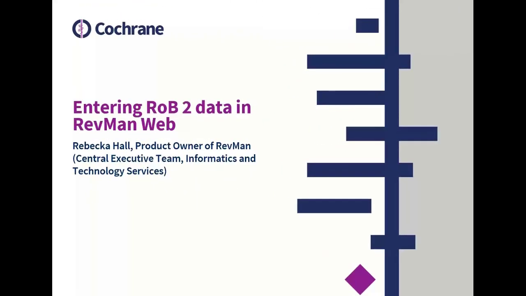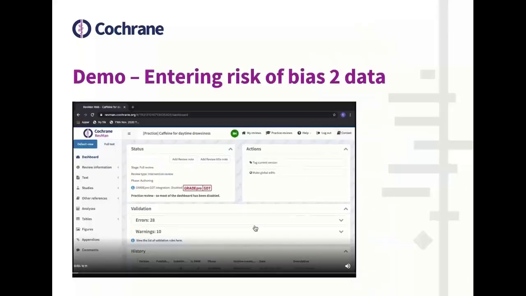I'm going to show you how to enter risk of bias 2 data in RevMan Web, and it's actually going to be a screencast that you can access after this session. So that means that you can peek back at it when you're at the point where you're transferring your judgments from the Excel tool to RevMan Web. So Dario, can you please move on to the next slide and start the recording?